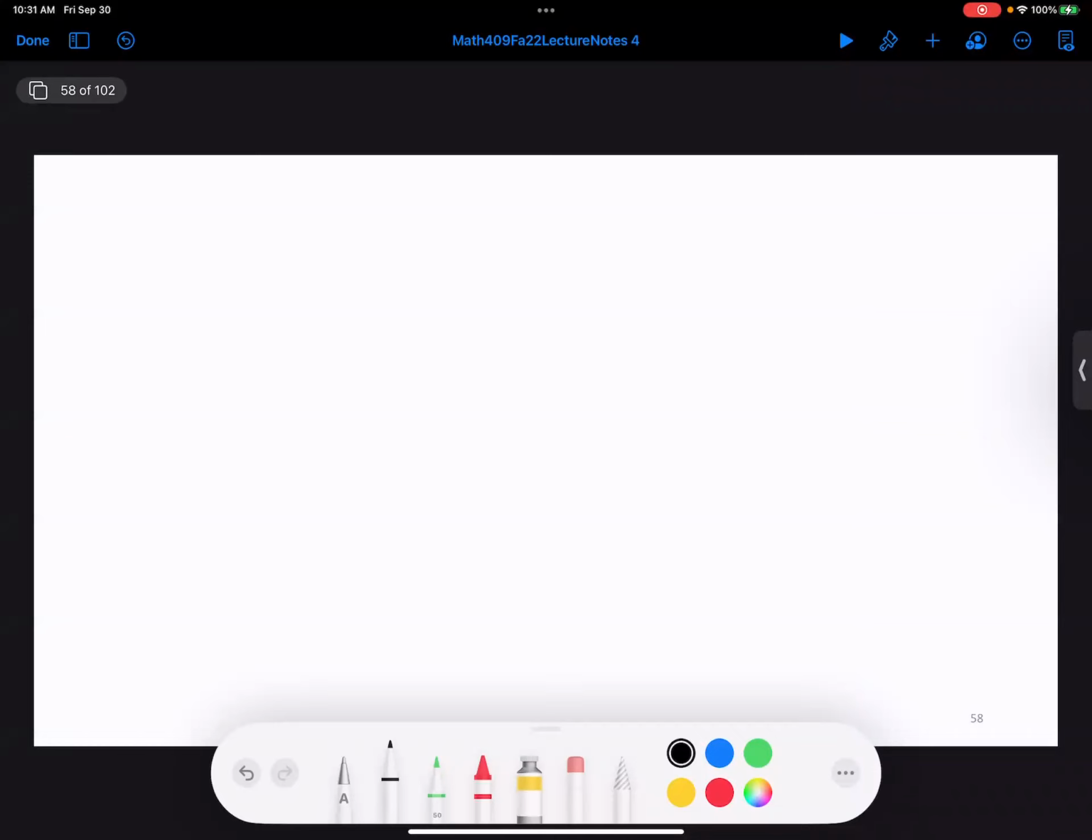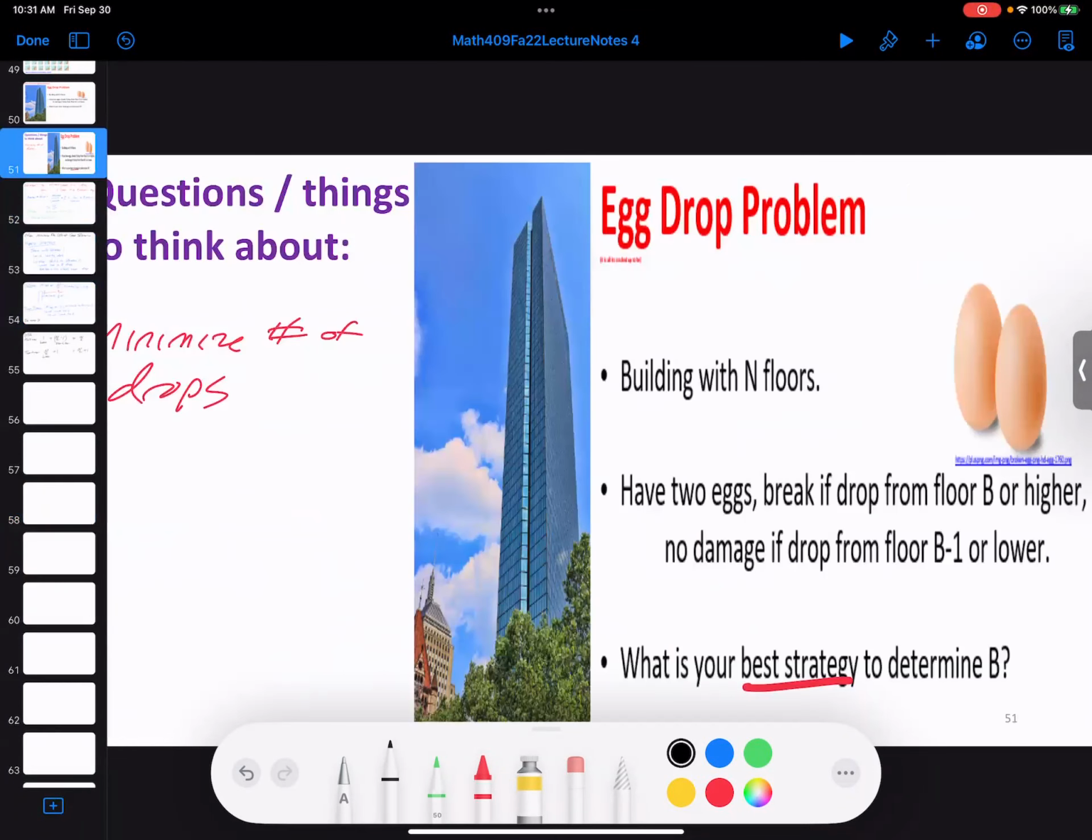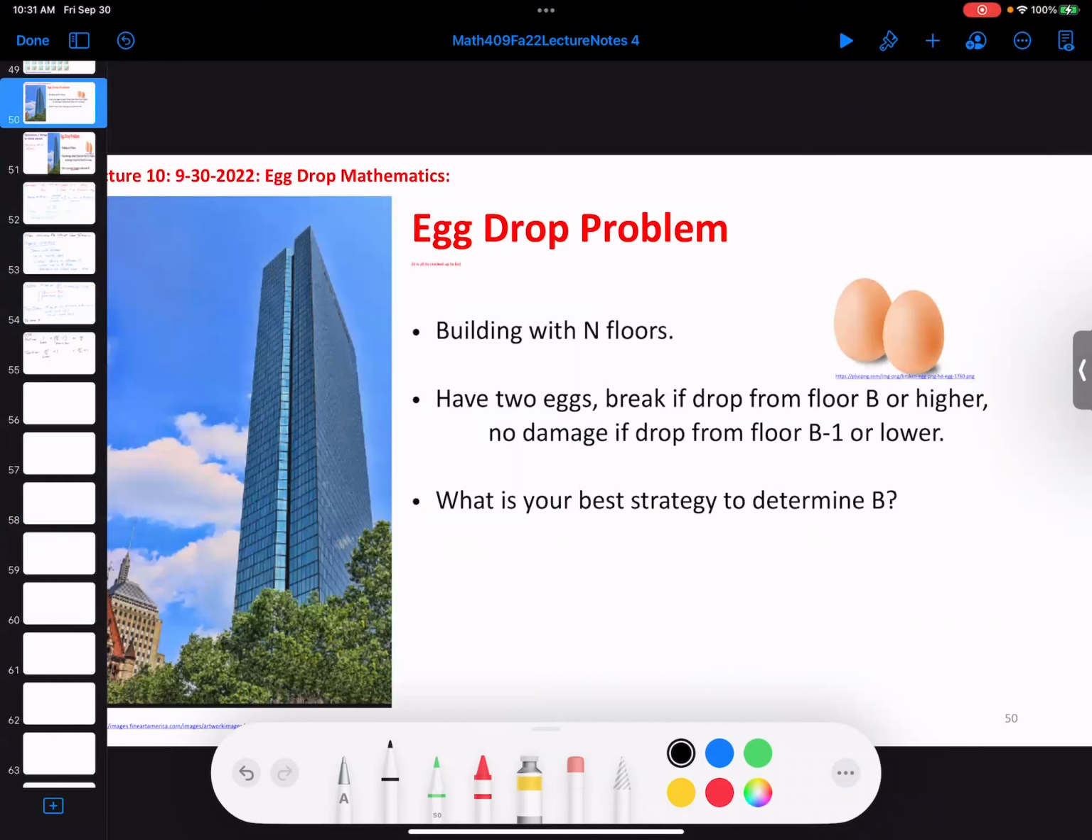So the problem I gave you initially was we are dropping 2 eggs from a building with n floors. We want to figure this out. How would you generalize this problem? So the problem I gave you is you have 2 eggs in a building with n floors. Find B. What's the general problem?